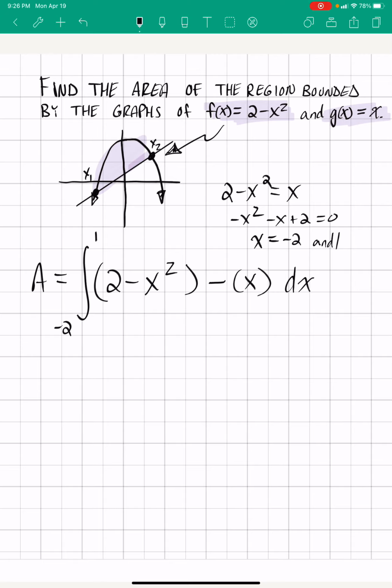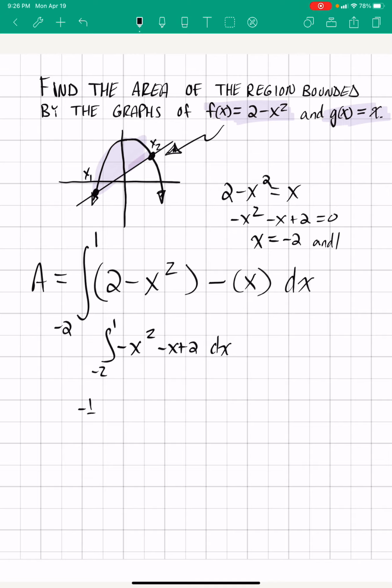So that means my integral can be set up this way. And then I just proceed. So we've got 2 minus x squared minus x. So let's set that integral up as negative x squared minus x plus 2, from negative 2 to 1 dx, get our integral.